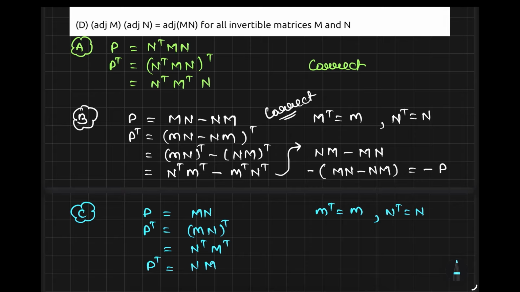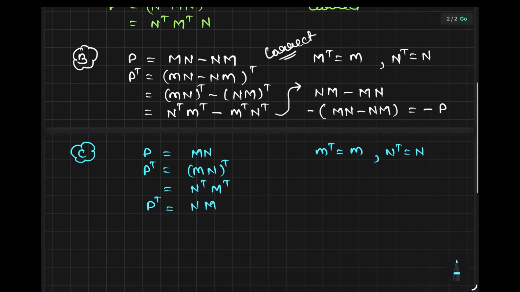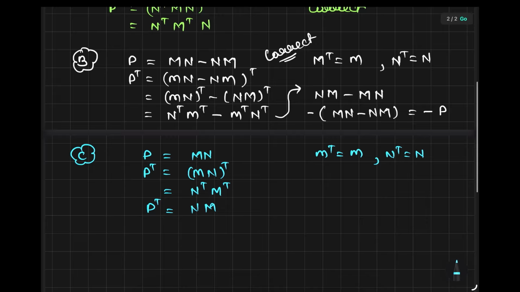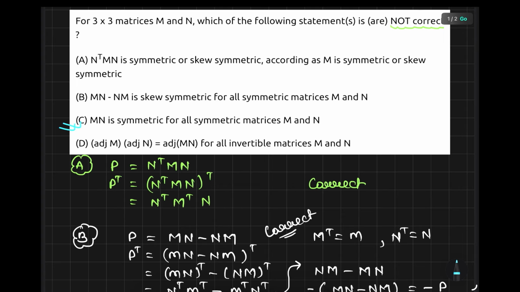Now, don't you think that it is not looking like symmetric, not looking like skew symmetric matrix? Here, what they are trying to say is MN is a symmetric matrix for all symmetric matrices M and N, but we are not getting that thing as a symmetric matrix. So this option is incorrect. So we got option C as the favorable one, which is not correct.